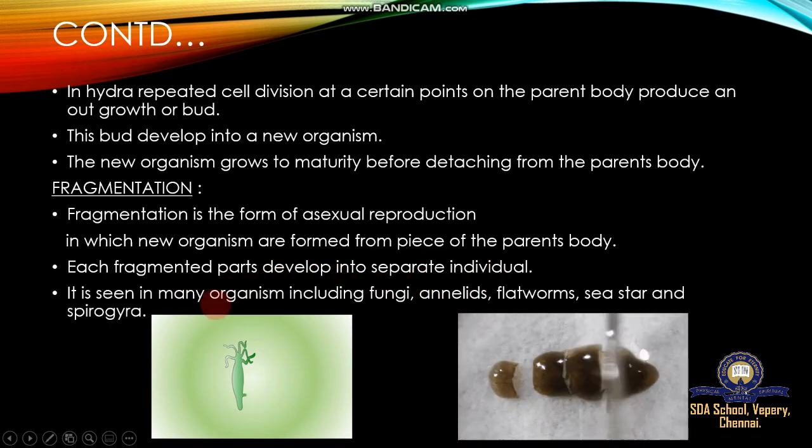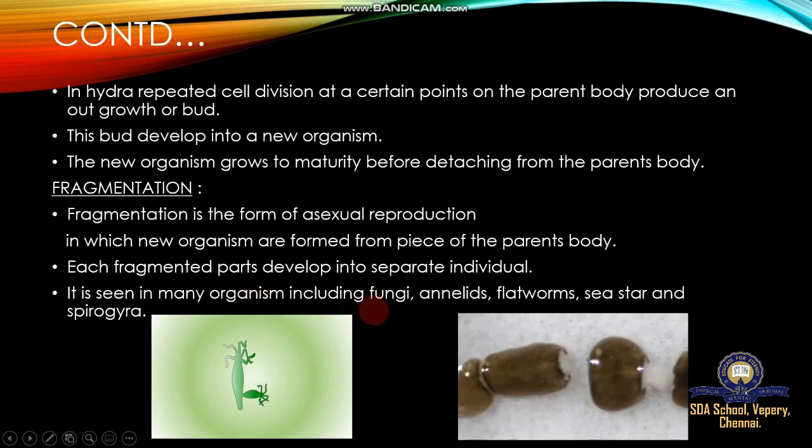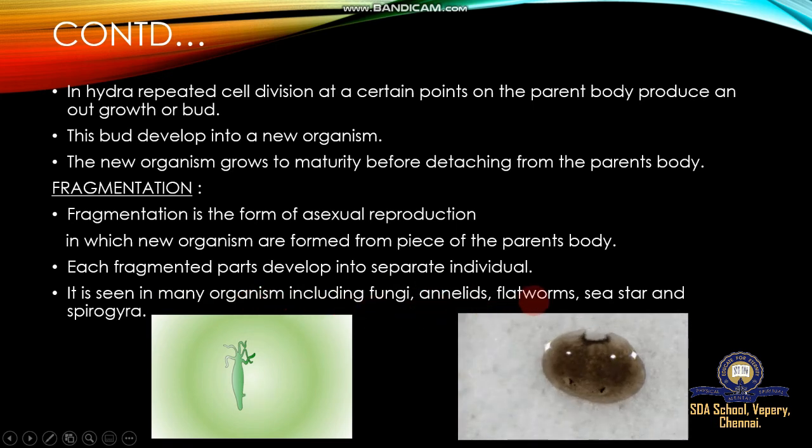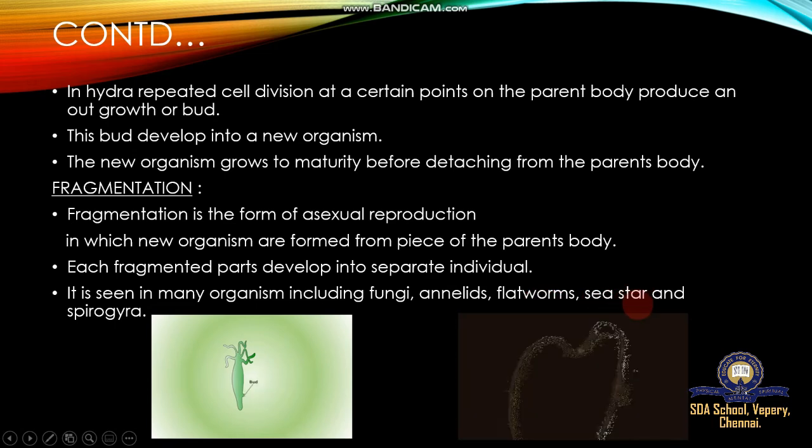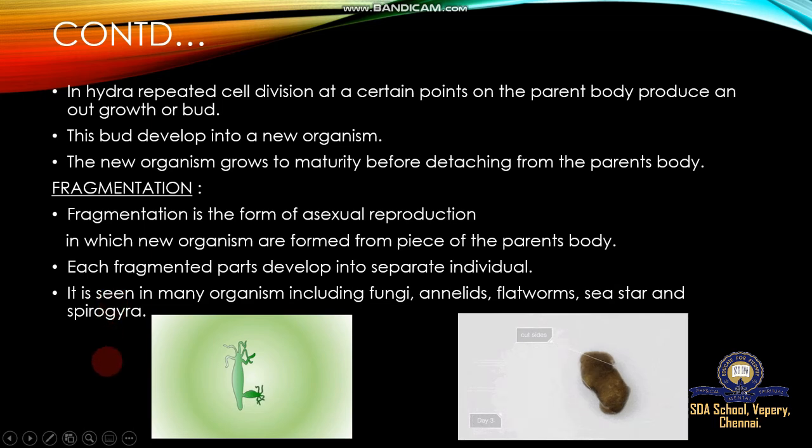It is seen in many organisms, including fungi, annelids, for example earthworm, flatworms, for example tapeworm, sea star, which means starfish, and Spirogyra. Spirogyra is a kind of algae. This ribbon-shaped algae is present in freshwater, and this freshwater algae also reproduces by fragmentation. Fragmentation means the damaged parts are left out and the young parts develop into new organisms. It is common in a group of organisms.